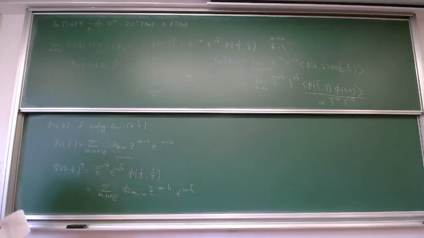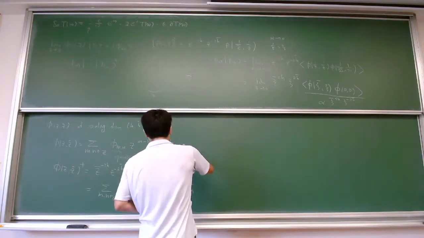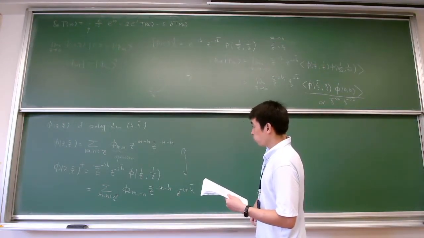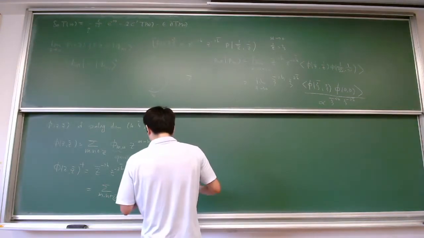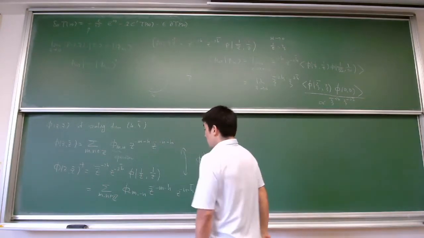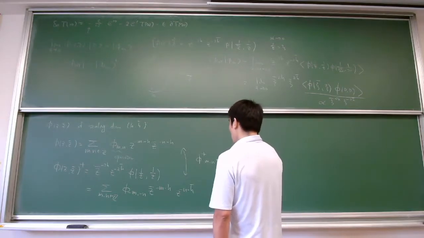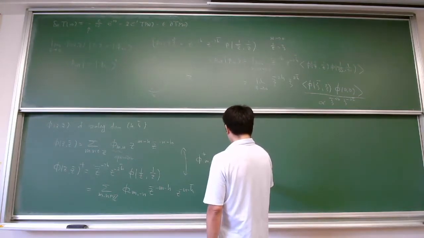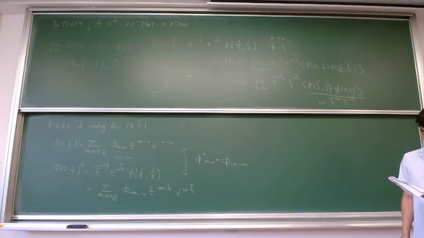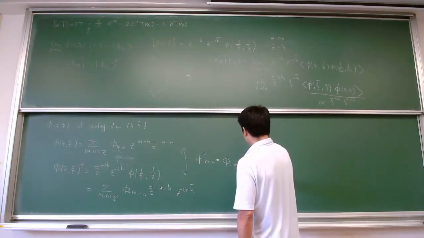So this is the mode expansion for the Hermitian conjugate. If you compare with them, you can get, I hope my handwriting still makes sense, that phi dagger m n is equal to phi minus n minus m. It should be the case, I think. Am I correct or not? I think I'm wrong. I think it is minus m and minus m.